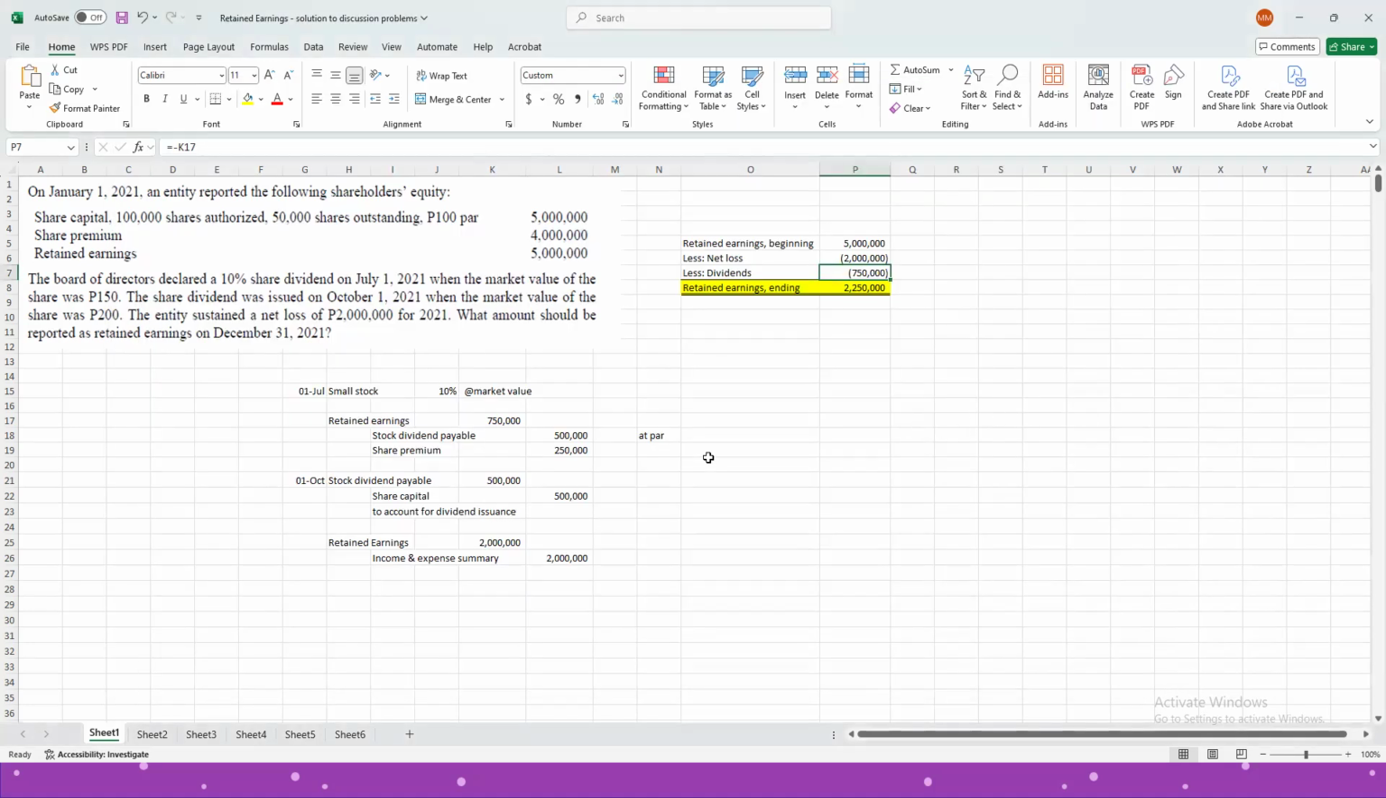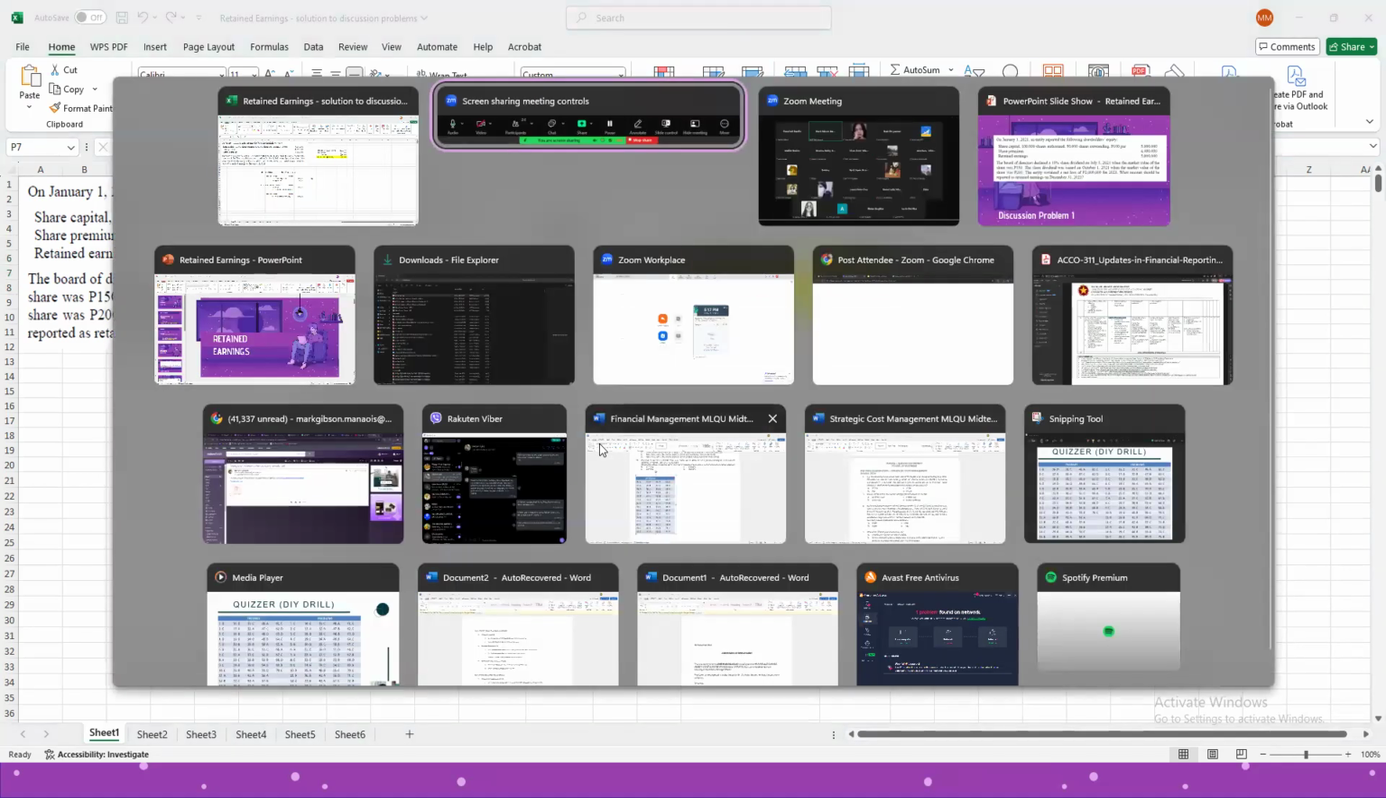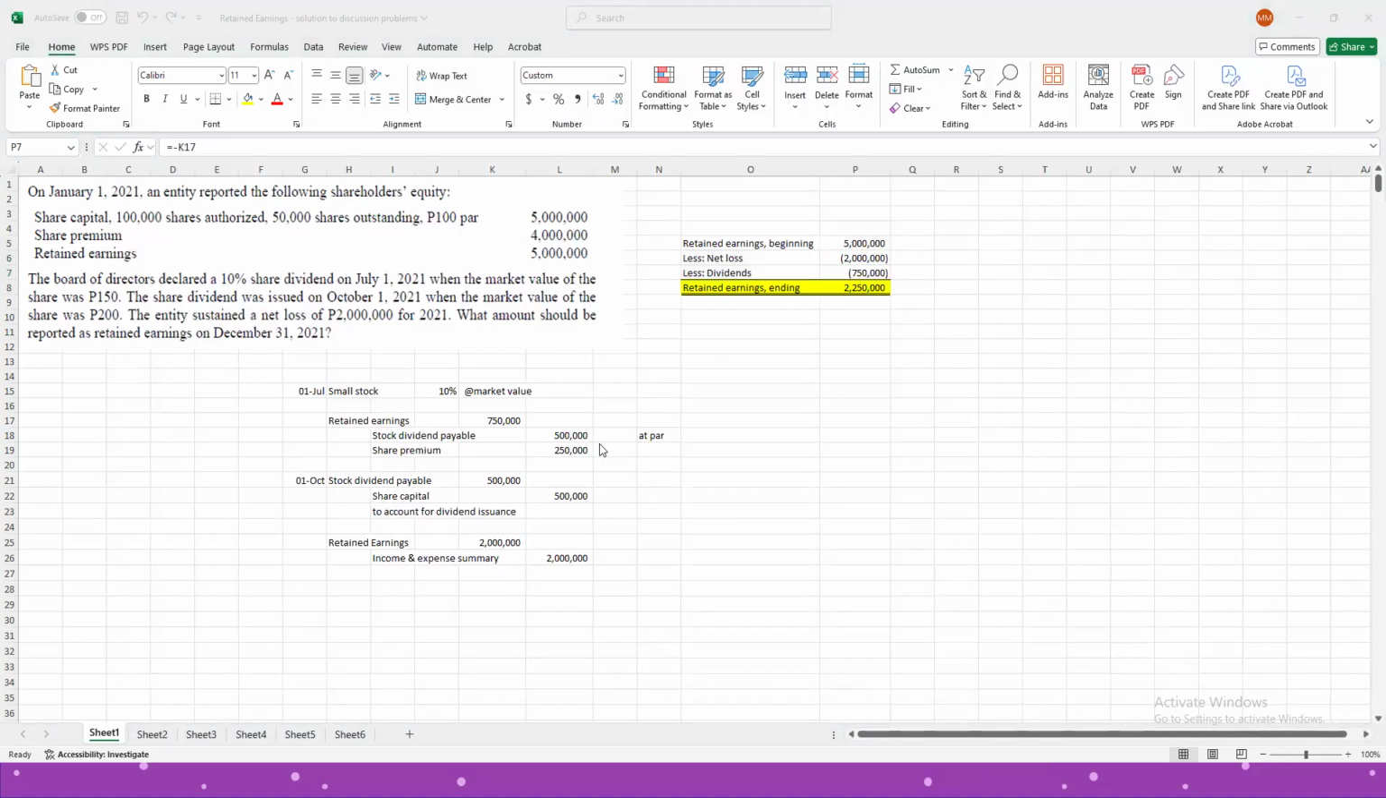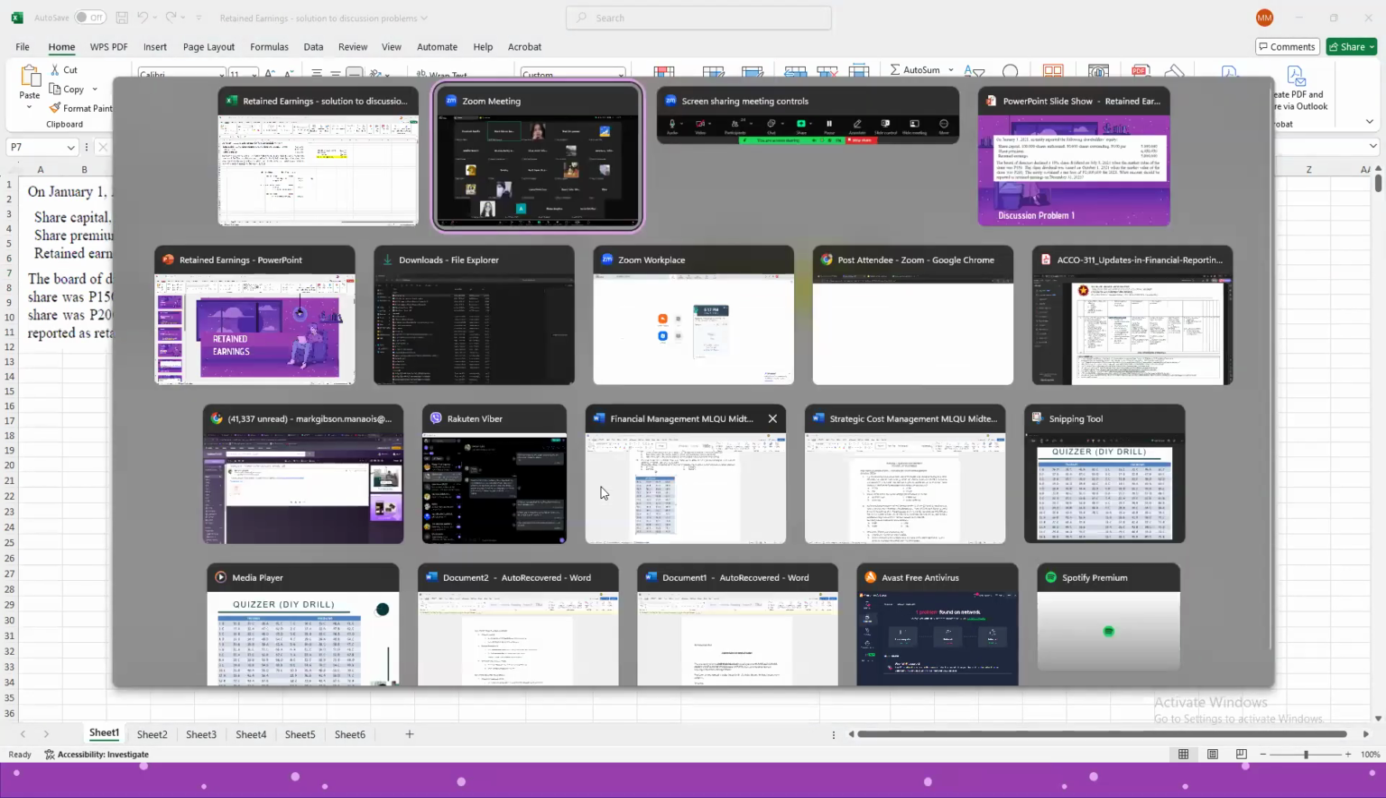Okay. So, pansinin nyo na we can go straight to calculating the retained earnings, no? Pero ang ginawa natin, we provided some journal entries so you can easily understand and comprehend kung paano nangyari yung ganitong transactions. The net loss will always be a reduction to your retained earnings, and then obviously the dividends also. Lagi lang tatandaan that the dividends need to be calculated at the time of declaration. Okay, sige. So that's problem number 1.